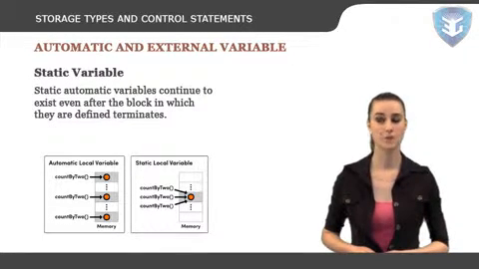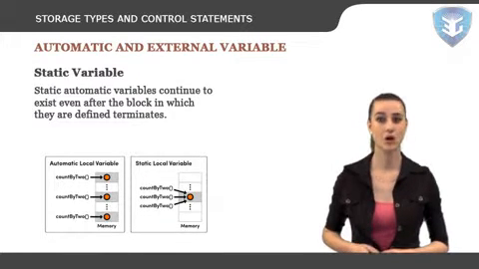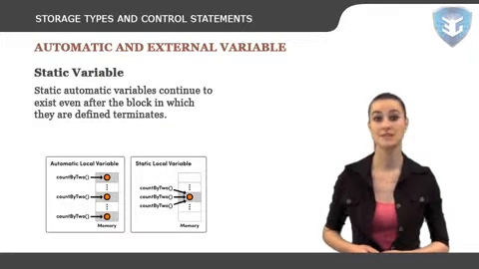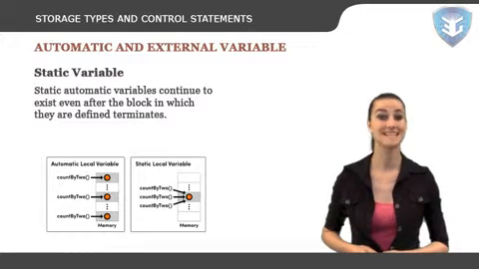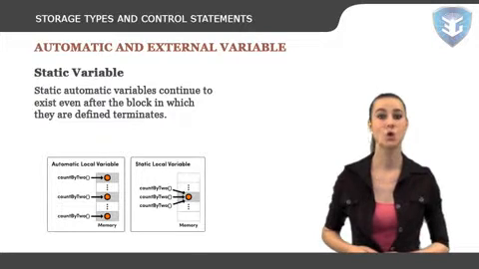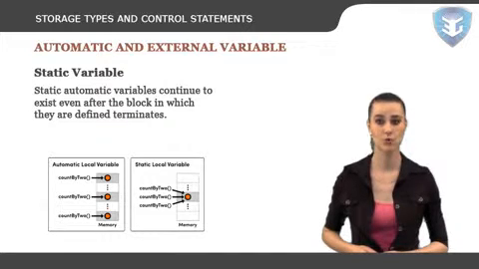Static automatic variables continue to exist even after the block in which they are defined terminates. Thus, the value of a static variable in a function is retained between repeated function calls to the same function. The scope of static automatic variables is identical to that of automatic variables. Example, it is local to the block in which it is defined. However, the storage allocated becomes permanent for the duration of the program.